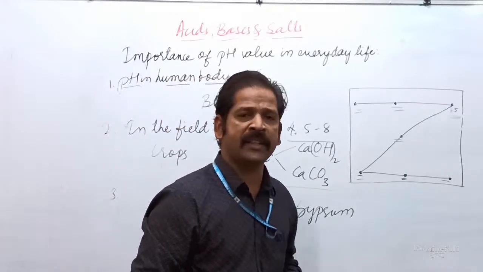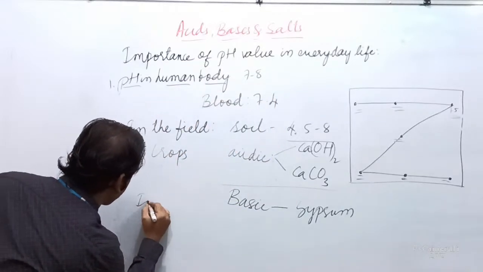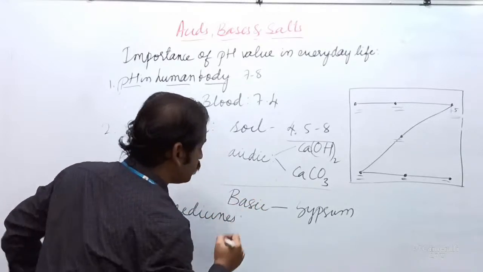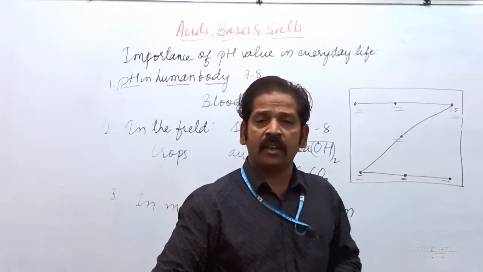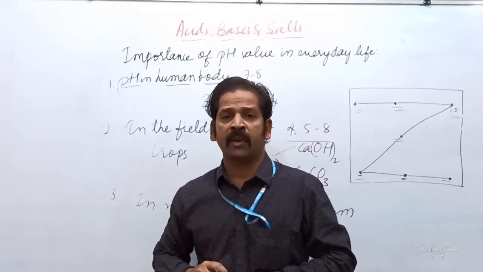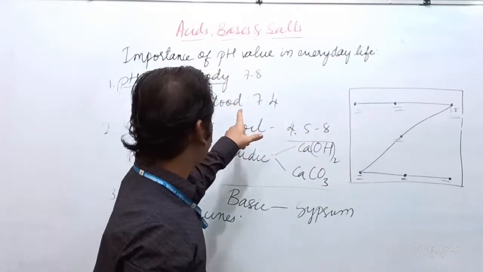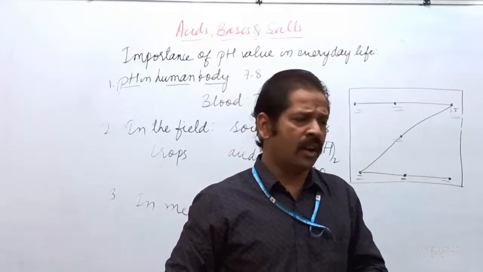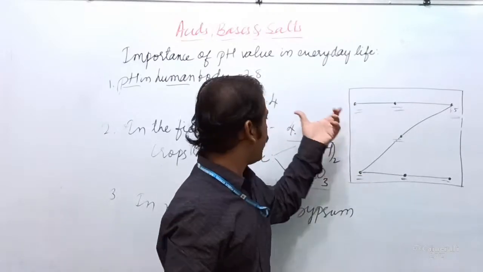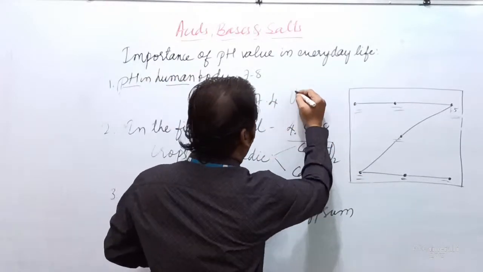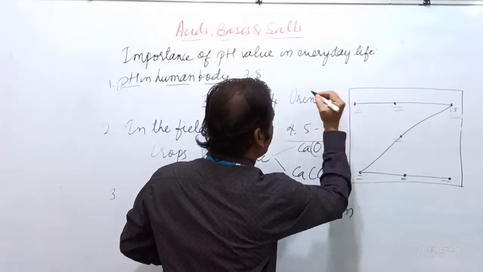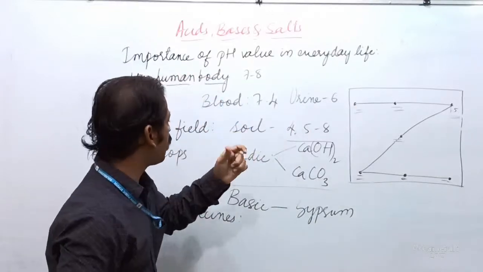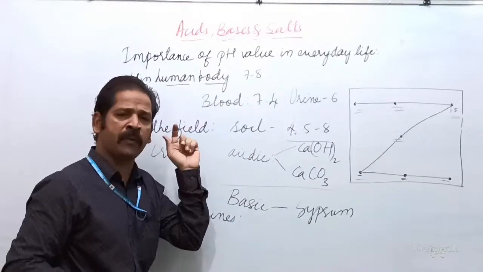Third, in the medicines. Already I told you, the pH of blood and the pH of urine. Blood is 7.4, urine is in the range of 6. From our body, the approximate pH value of urine is 6 and of blood is 7.4.